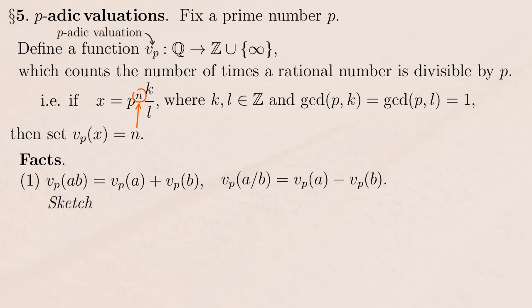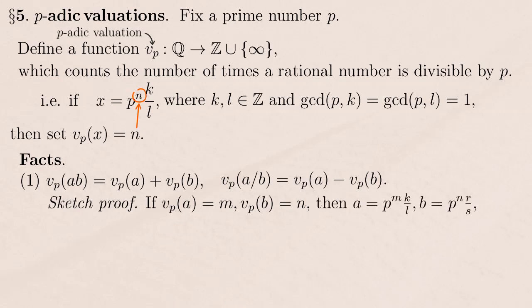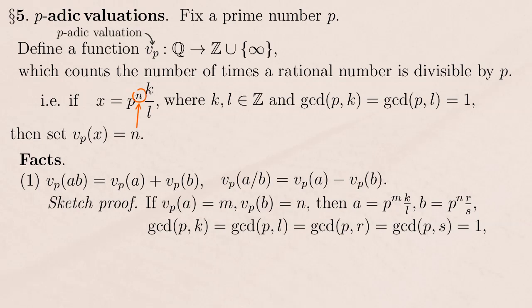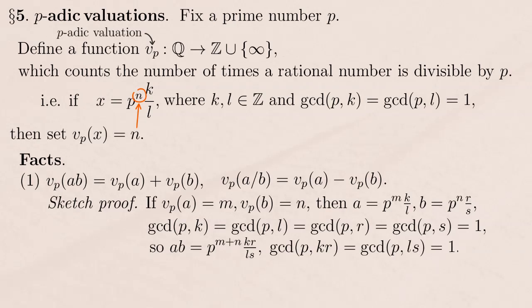Here's a quick sketch proof. If the valuation of a is m, and the valuation of b is n, so we can write a equals p to the m times k over l, and b equals p to the n times r over s, where p is coprime to k, l, r, and s. Then multiplying them together, we get a times b equals p to the m plus n times kr over ls. And p must still be coprime to both kr and ls, otherwise we get a contradiction from Euclid's lemma. Okay, so the valuation of ab is m plus n.